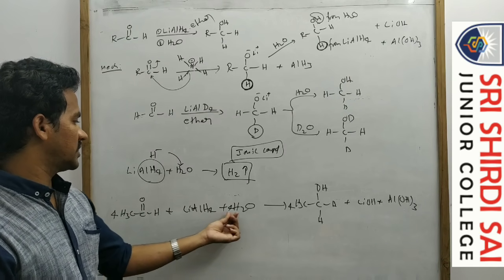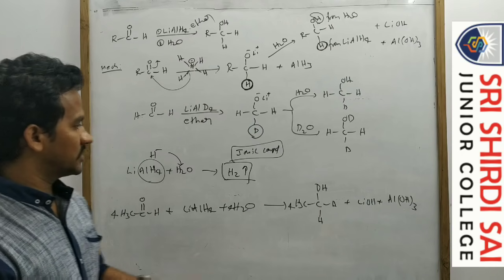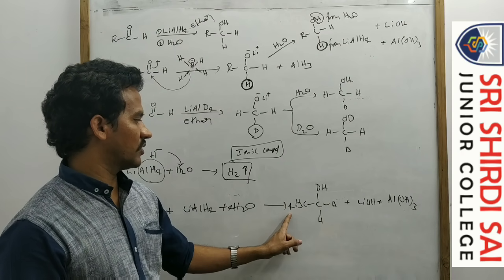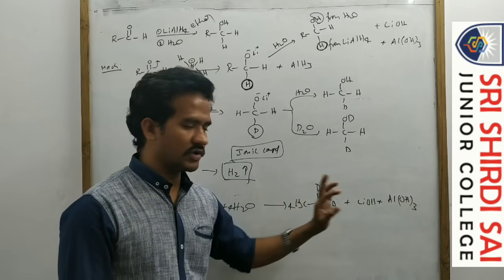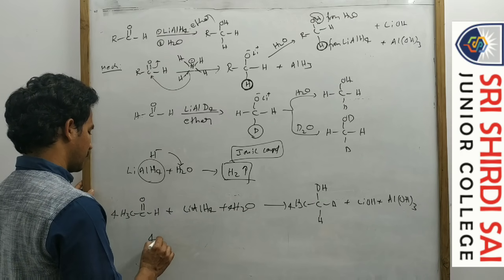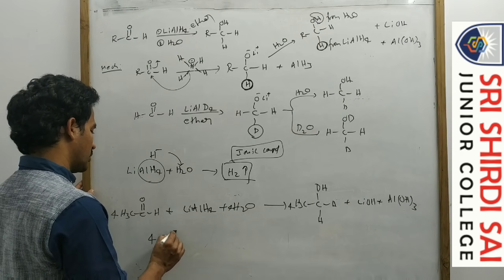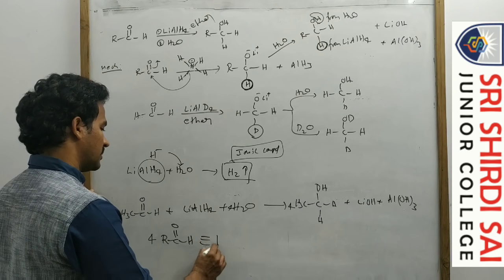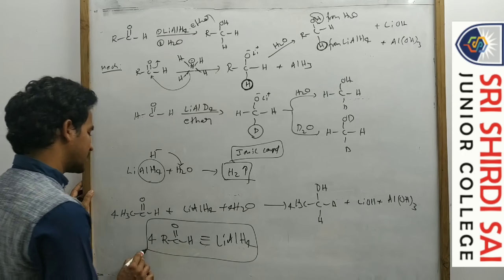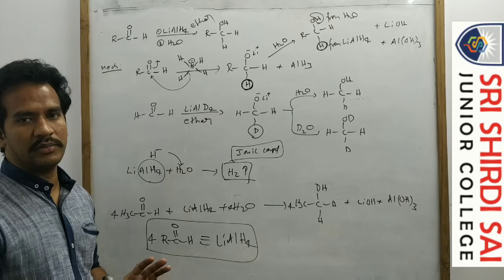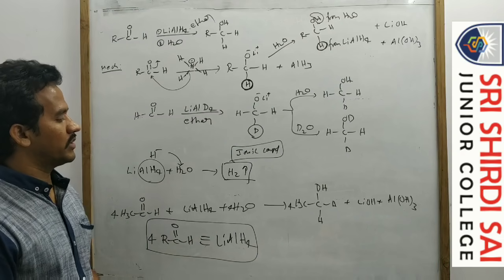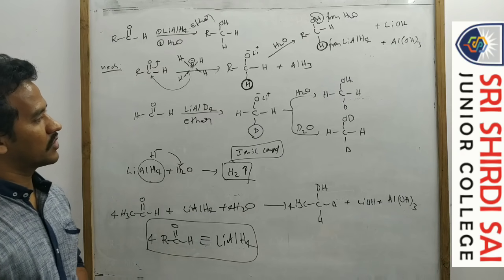Number of hydrogens: 4 hydrogens here, 8 hydrogens, 12 hydrogens. In this case there are extra 2 hydrogens. Here 4, 8 hydrogens, here 3 hydrogens, here 1 hydrogen. So totally there is a balance. The point is, 4 moles of aldehyde are reduced by 1 mole of lithium aluminum hydride, or 4 equivalents of the aldehyde are reduced by 1 equivalent of lithium aluminum hydride. Very, very important point. Okay, that's it.